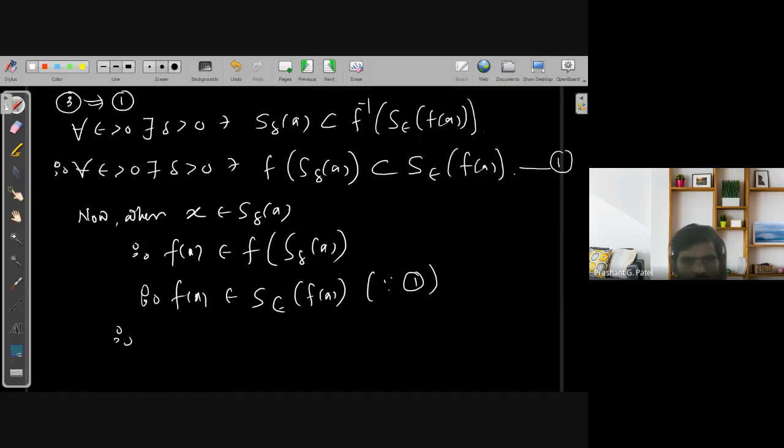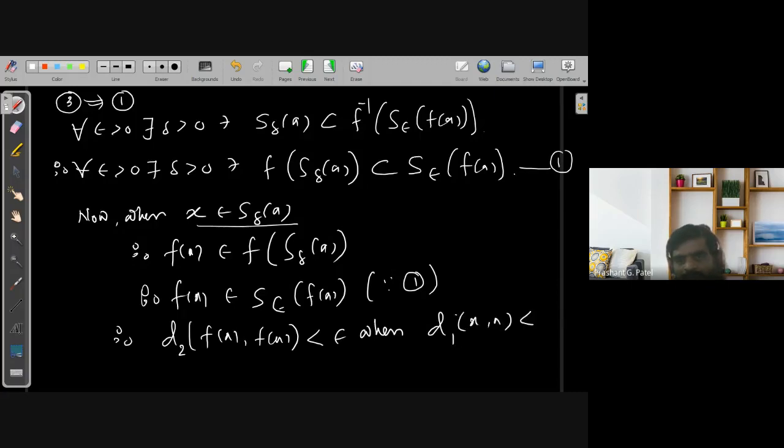So ultimately what we can say is the distance between f of x and f of A is less than epsilon. What is the meaning of this? The distance between, so this is a D2 norm, this is a D1 norm, x and A is less than delta. So therefore we can say that f is continuous at x equal to A. So this will prove the 3 implies 1.